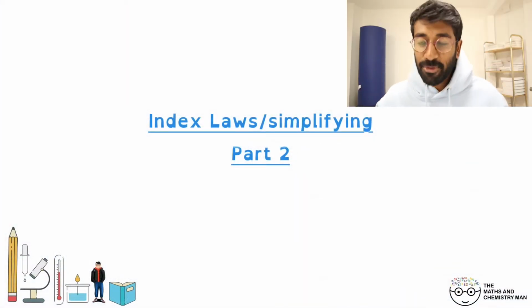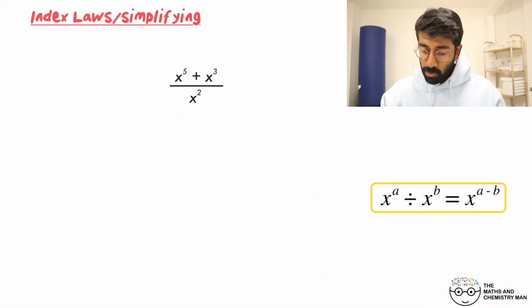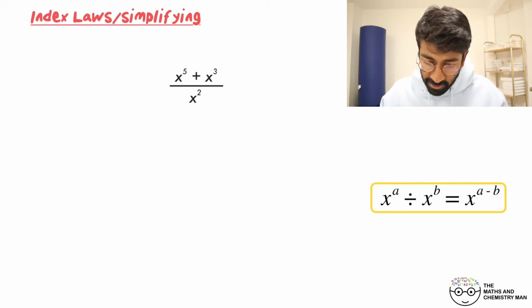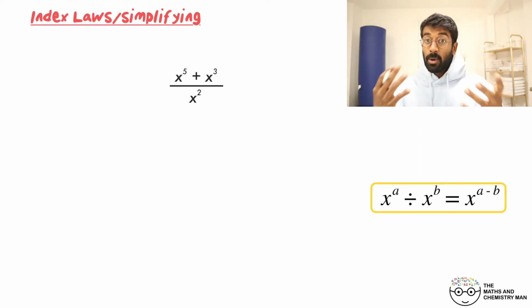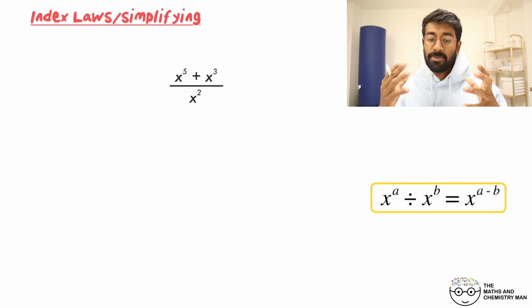We're on lesson number 3 and we're looking at a bit more index laws and simplifying. So here it is. We've got this fraction here and we need to simplify it. So how can we simplify this?